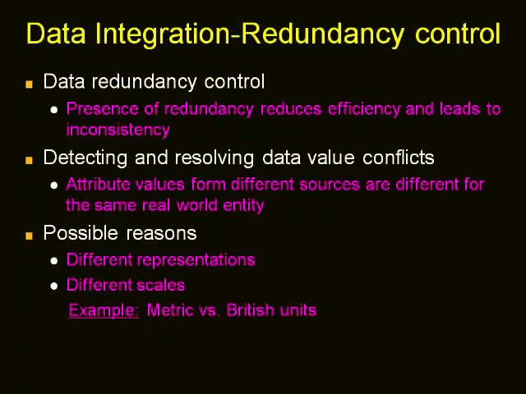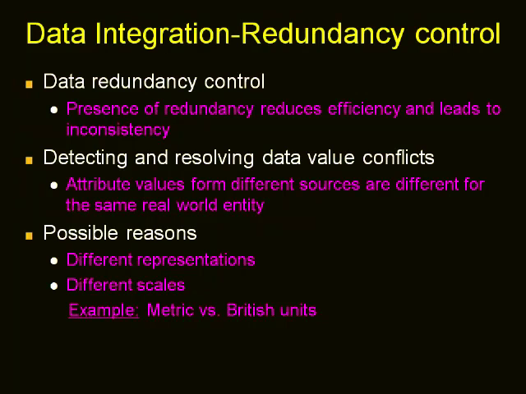During integration, we should also see that the data is not duplicated. If the data is duplicated, it leads to redundancy, which can reduce the efficiency and lead to inconsistency. Therefore, redundancy also needs to be controlled. When the attribute values are different for the same real world entity, how do we decide whether it is redundant or non-redundant? So, detecting and resolving data value conflicts is also an important issue which needs to be taken into account while integrating the data.